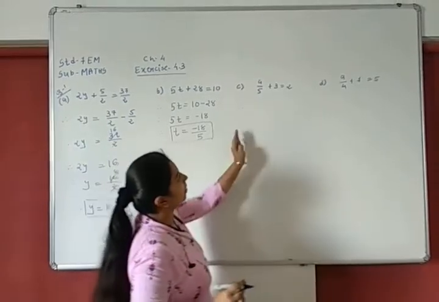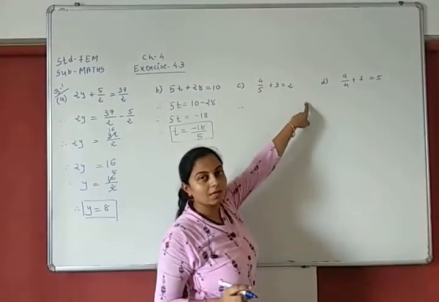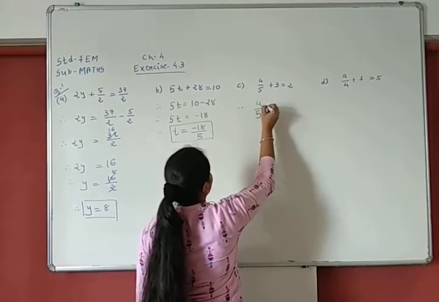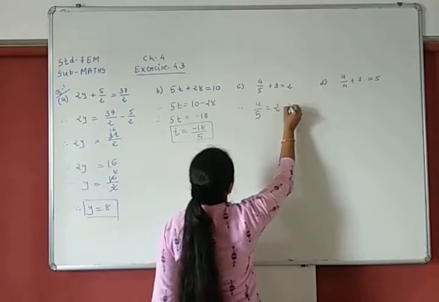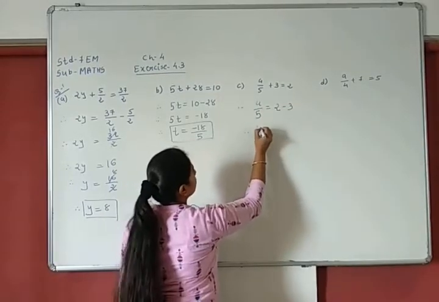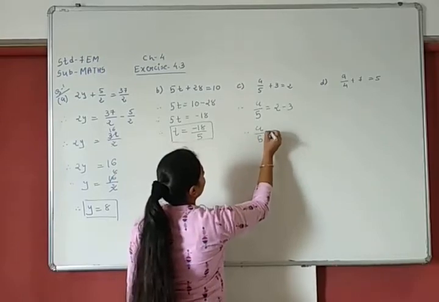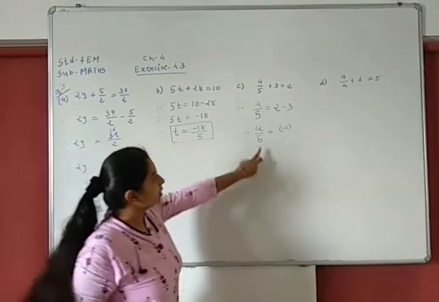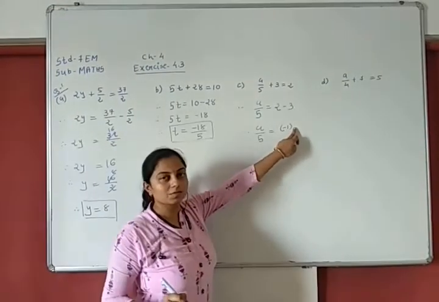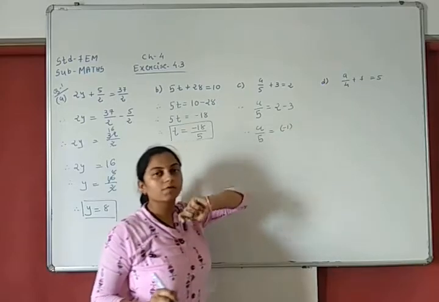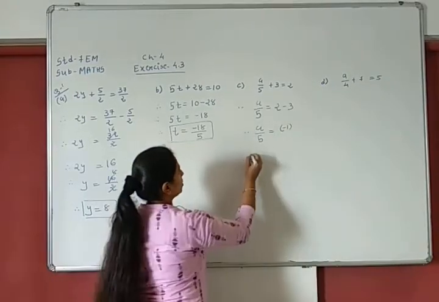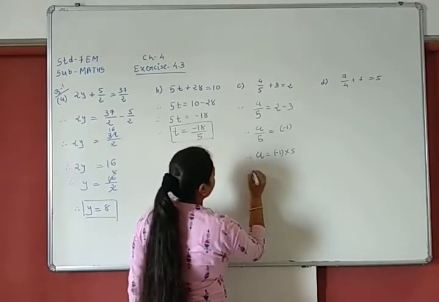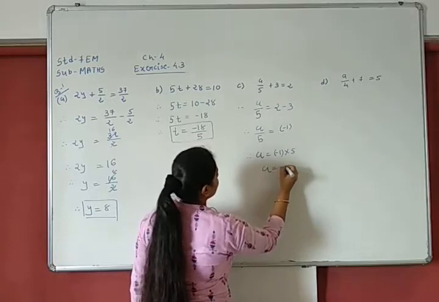Here, same procedure. Plus 3 will go this side, so it will become minus 3. A divided by 5 equals 2 minus 3, which will be minus 1. Now this 5 will multiply with this minus 1 because it goes to the right side of the equal to, that's why it will be multiplication. So A will be minus 1 into 5. So the value of A is minus 5.